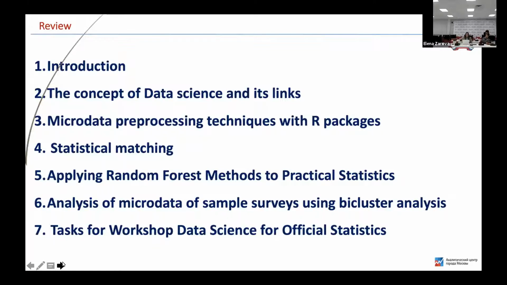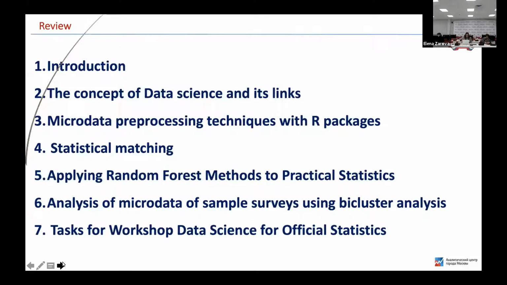Elena Zarva started with the introduction. After that, she gave us a concept of data science and how data science is linked to official statistics and other measures of science. After that, we learned about microdata preprocessing using R packages. The 4th part was about statistical matching. After that, we spoke about random forest methods. After that, about bi-cluster analysis, and the last part was tasks for the workshop.